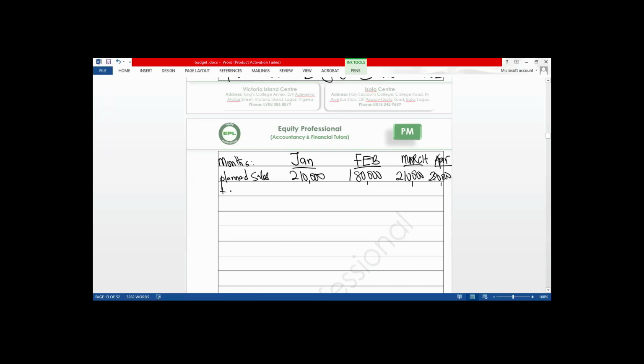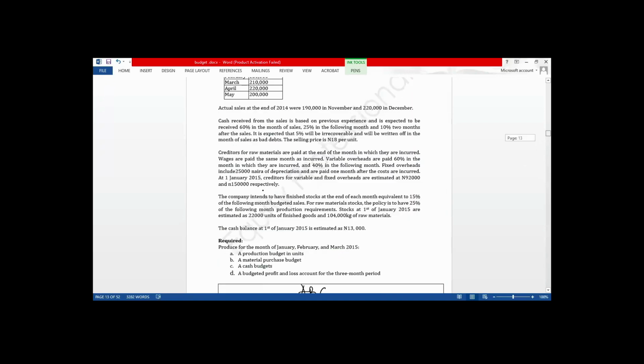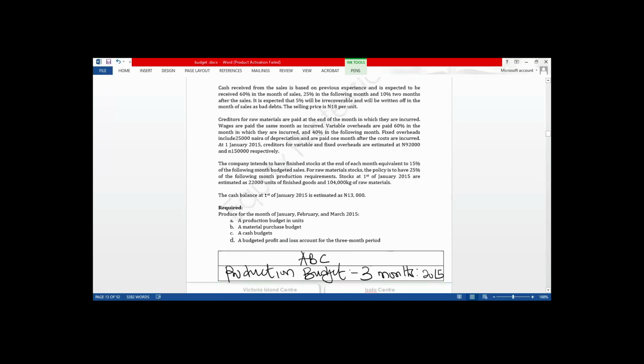Now plot our desired closing stock of finished goods. Let us check the policy on finished closing stock. Look at the last paragraph. The company intends to have finished goods at the end of each month equivalent to 15% of the following month's budgeted sales. 15% of the following month's budgeted sales is the closing stock for the month.